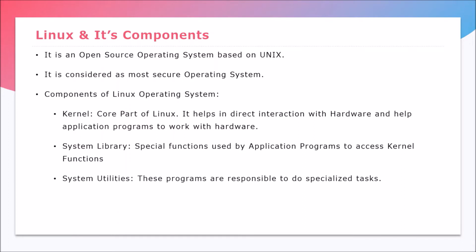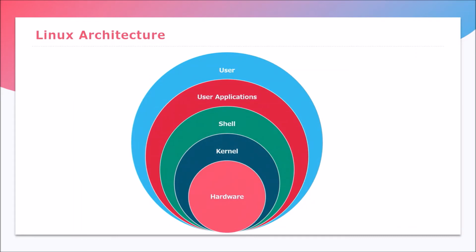Third one is system utilities. These are the programs which are responsible to do some specialized tasks. How the Linux architecture is. So if you can see in this diagram, at the very lowest level we have hardware, which is your computer, processor, memory, and hard disk, and other components as well. On top of hardware, we can see we have kernel. So kernel is acting as an interface from outer world to the hardware.